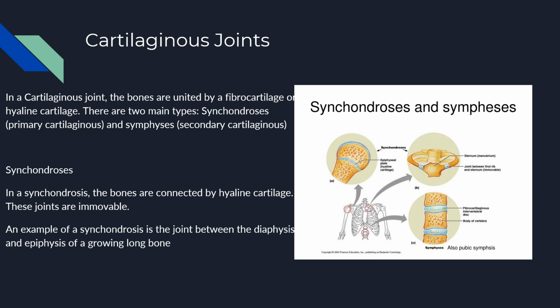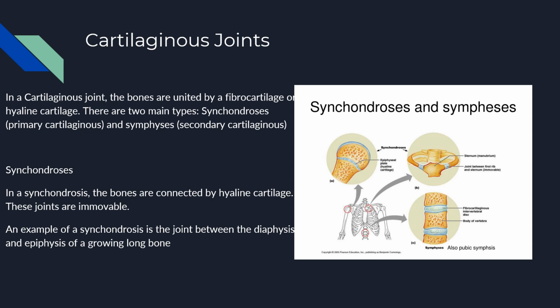In a cartilaginous joint, the bones are united by a fibrocartilage or hyaline cartilage. There are two main types: synchondrosis, primary cartilaginous, and symphysis, secondary cartilaginous.